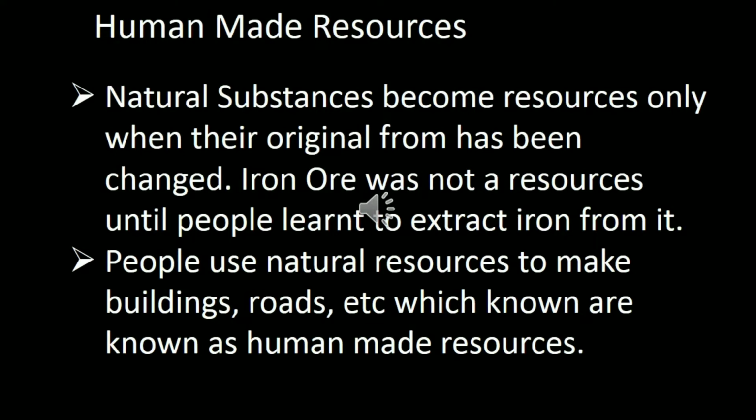So iron ore was not a resource until people were using it. People use natural resources to make buildings, roads, etc., which are known as human-made resources. We can't make a building without iron, we can't make a road without iron, or without cement, or without tar. So these are the resources, but when we use them, it is a human-made resource. We are making use of that natural resource, right? I hope you are understanding.